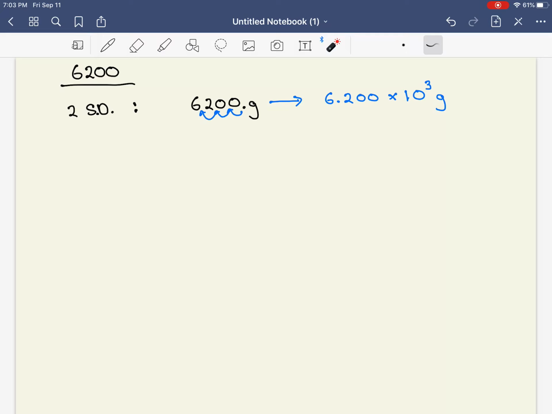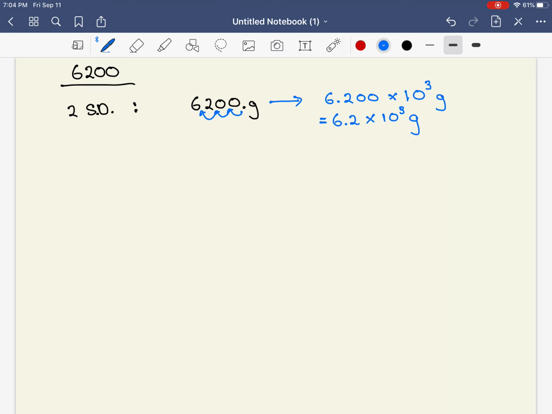Now I will show you more examples of how to turn a number into scientific notation. But as you can see right here, if I take away those 2 zeros and just report 6.2 times 10 to the power of 3, that's how I would report 6,200 in 2 significant digits, because that's 2 significant digits right here. This doesn't count. You're just looking at this number.